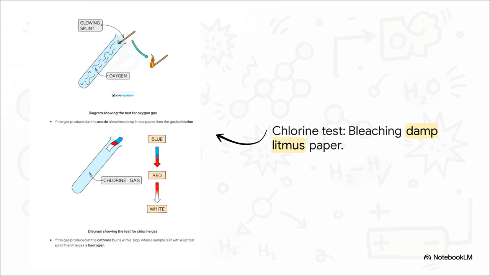But what if we had a concentrated halide solution, like our brine, and we expect chlorine gas at the anode? Well, chlorine is a powerful bleaching agent. To test for it, we take a piece of blue litmus paper and make it damp. When we hold it near the anode, the chlorine gas will first react to turn the blue paper red because the solution becomes slightly acidic. But then, almost immediately, the powerful bleaching action kicks in and strips the color away entirely, turning the paper stark white.